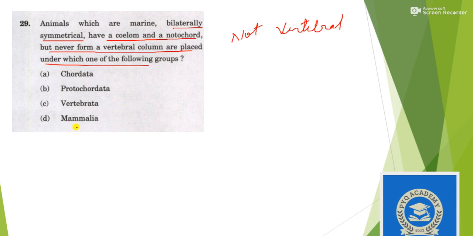In the last option, Mammalia is given, but mammals have vertebrates, so this is the wrong option. Vertebrates are animals having a vertebral column, so this is also wrong. And Chordata is wrong because a few of the chordates also have the vertebral column. Protochordata do not have a vertebral column, so the answer is option B.